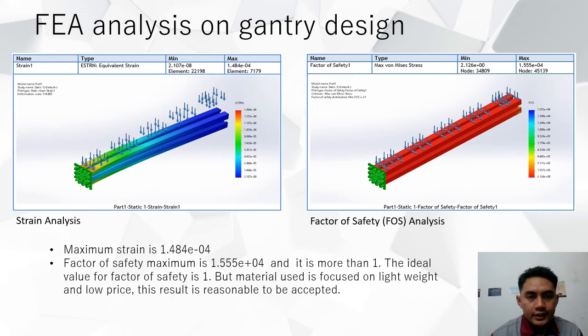This is strain analysis. The maximum strain is 1.484 exponent -4, and the next one is the factor of safety analysis. The maximum factor of safety is 1.55 exponent 4. The ideal value of the factor of safety is 1, but the material used is focused on being lightweight and low price, so it is reasonable to accept.